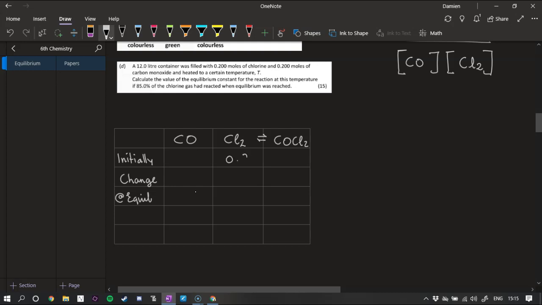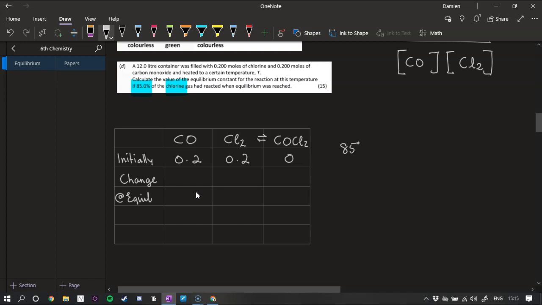So we're going to put in 0.2 moles for chlorine there. Because this is a 1:1 reaction, this also has to be 0.2 on the left hand side, and the right hand side this has to be 0 because nothing has been formed yet. Now we've got to look at the change, and we've got to look at equilibrium. It does tell us in the question that 85% of the chlorine had reacted.